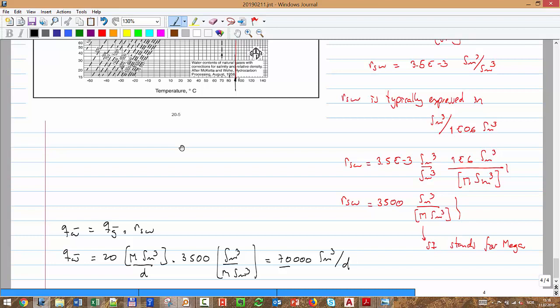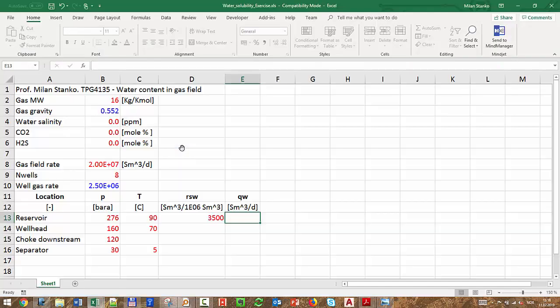Okay, so I think that we cut the class here. We still have to go through the other places. So that's Q of water, we say that's this number times this number divided by 1 million. 70,000, which is a lot of water. And then we have to continue to the next one.